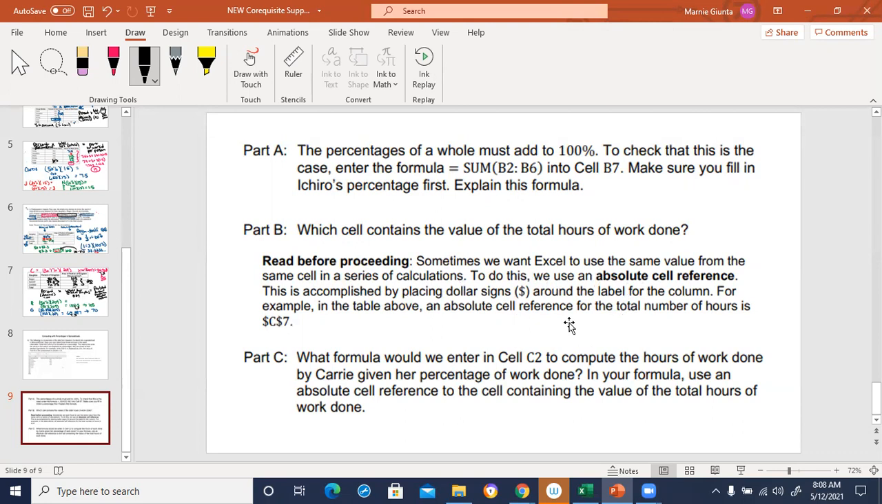So when I go through this, I will put formulas into Excel, and then I will actually do what they tell us to do with this absolute cell reference. And then I'll show you what will happen when you don't use the absolute cell reference. And then it tells you what formula you will enter in cell C2 to compute the hours of work done. Okay, so these are what we're going to be working through. At the end of this lesson, you should be able to fill in these answers from my work on the Excel spreadsheet, so you may want to have them side by side.